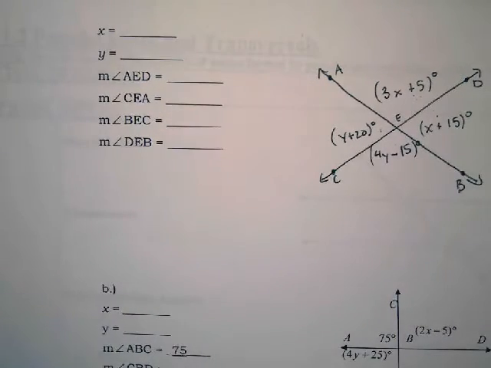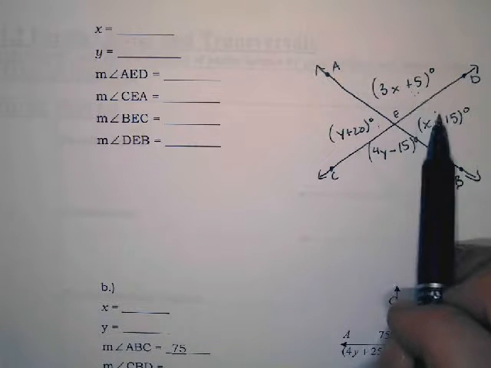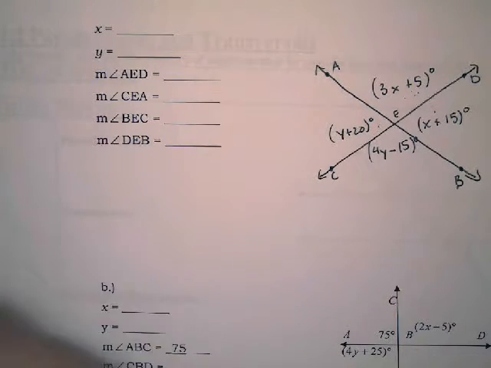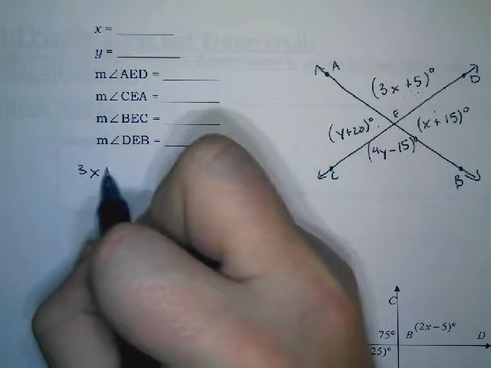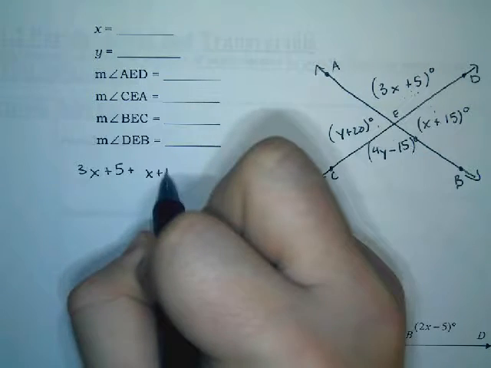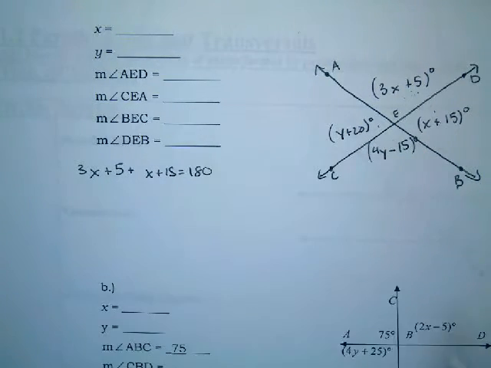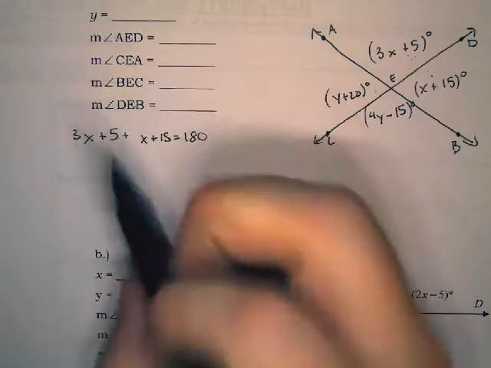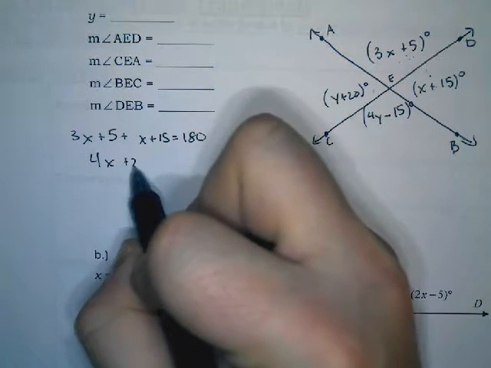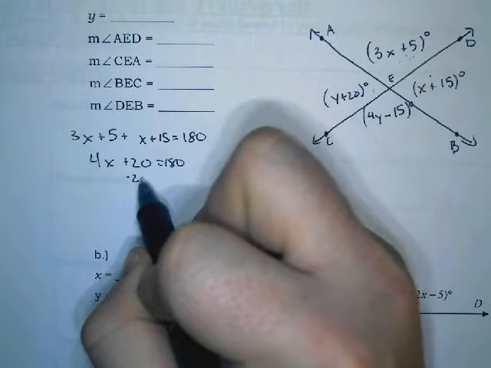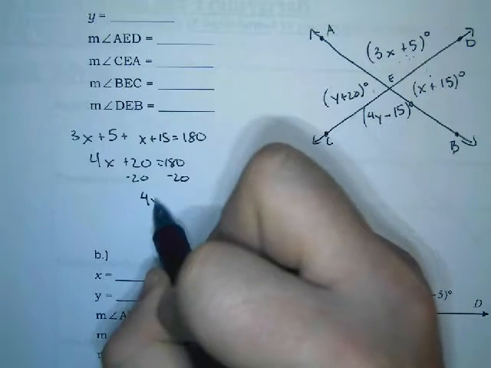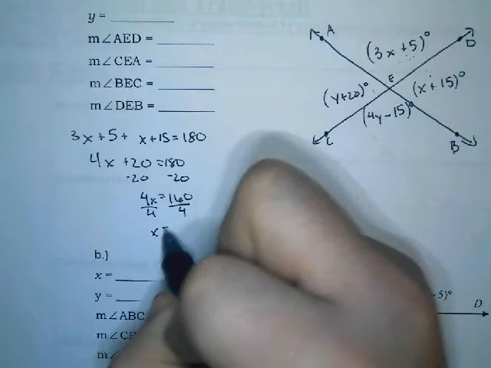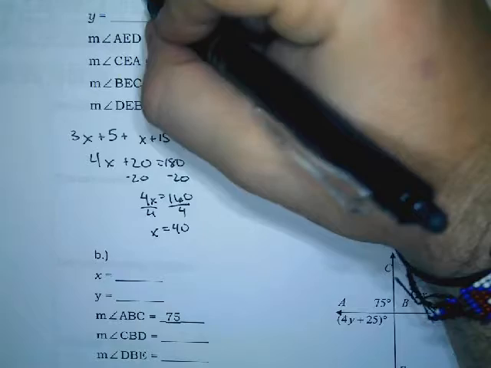So we'll find the sum of the two with the x, add these two together, and set it equal to 180. So I have 3x plus 5 plus x plus 15 equals 180. Now we'll just solve this for x. So I have 4x plus 20 equals 180. Subtract 20, and we get 4x is equal to 160. Divide by 4, and we get x is equal to 40.